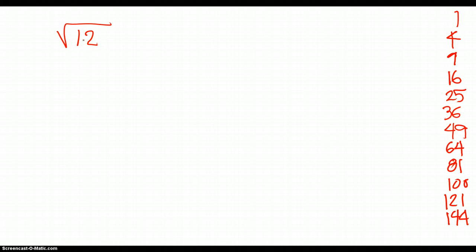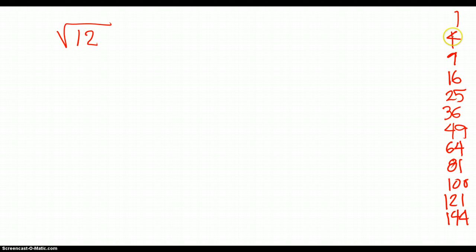So I'm going to go over here to this list, and here's my advice to you. Get as close to 12 as you possibly can. So the closest number to 12 I can get is 9. And does 9 go into 12? We all know that it does not. So then I'm going to go up the list because I want to find all the biggest numbers.